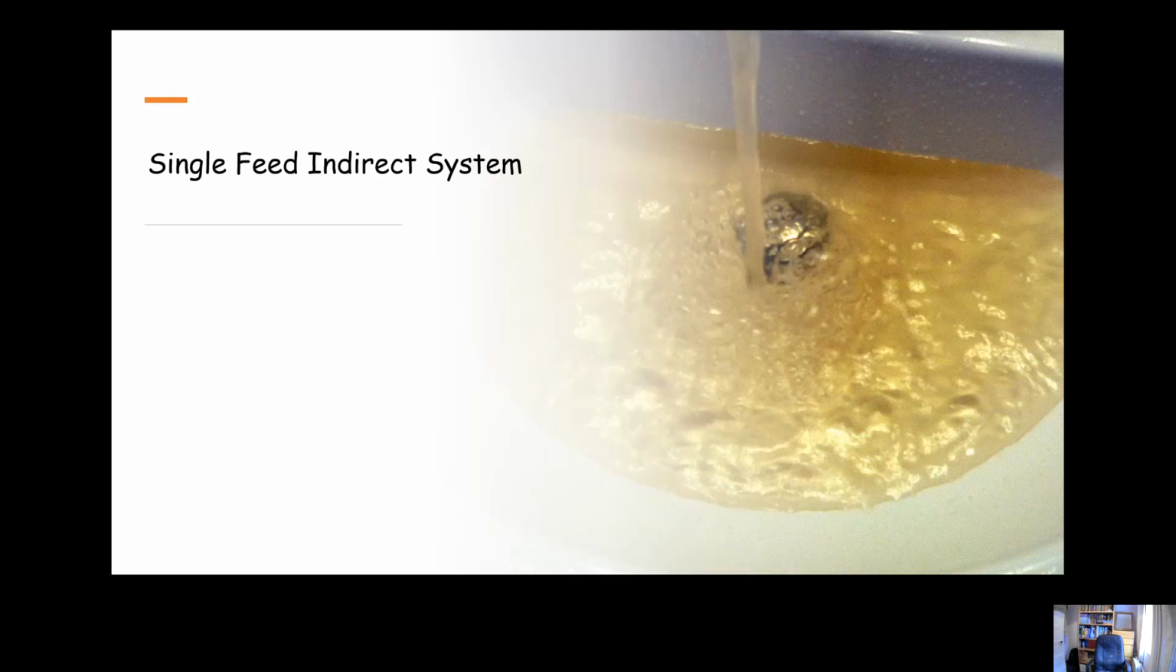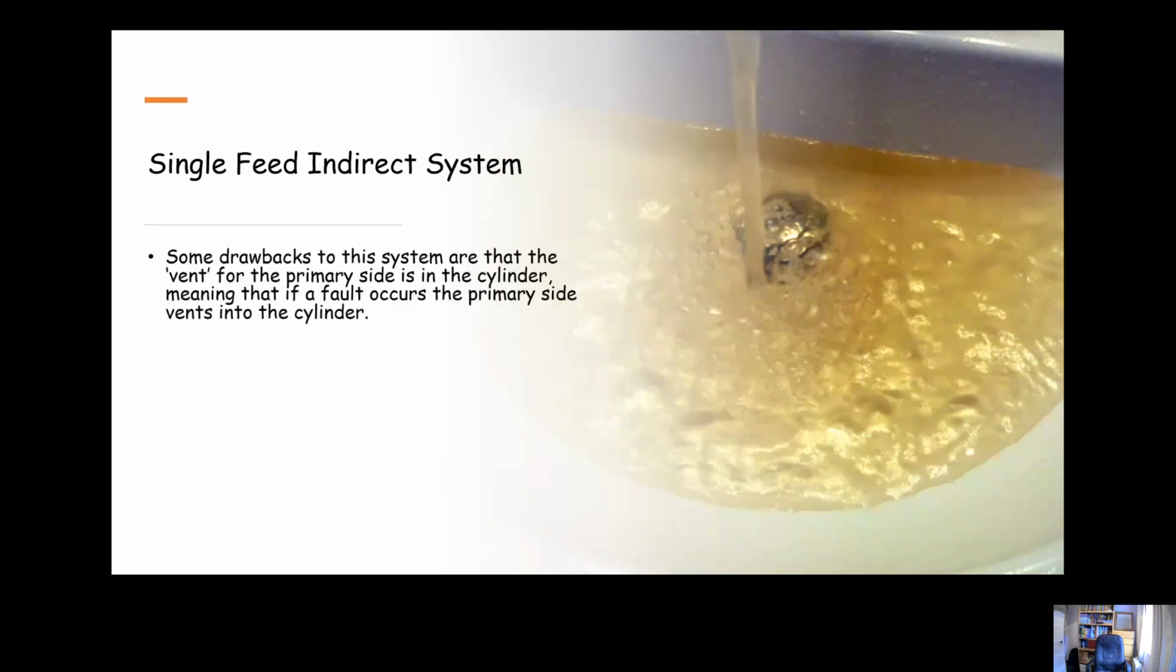Single feed indirect systems have several drawbacks to them. One of those is the fact that the primary side vents into the cylinder, which could mean discoloured water coming from the taps. So if there's ever a fault with the heating system, the heating system overheats, or too many radiators are fitted, and it causes the system water to expand more than it's designed to, then that would vent into the single feed indirect cylinder.